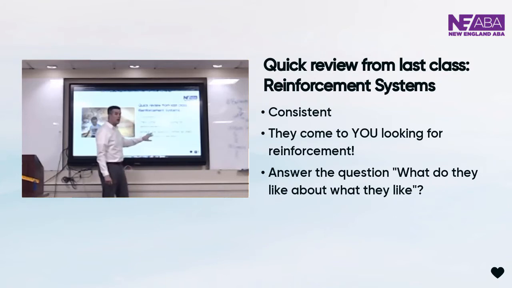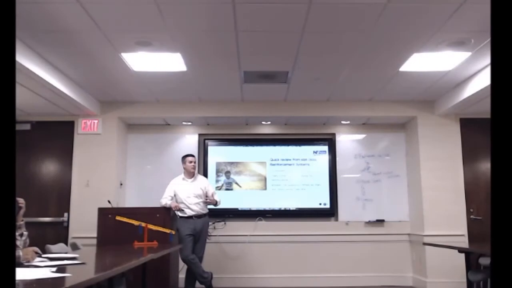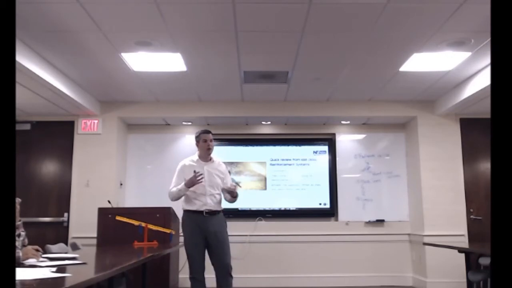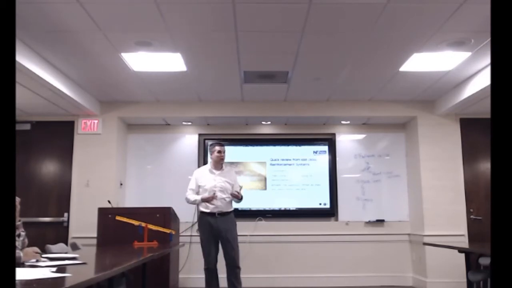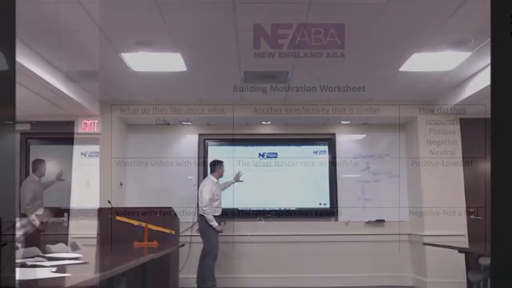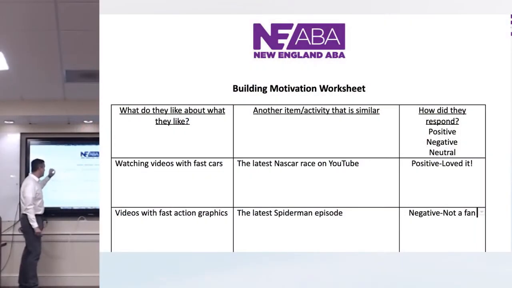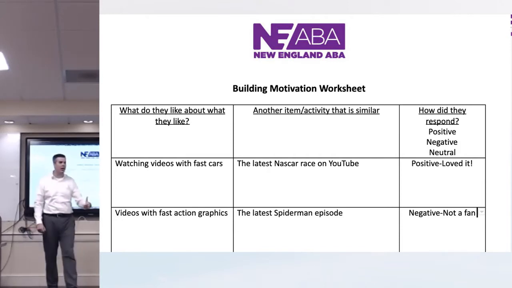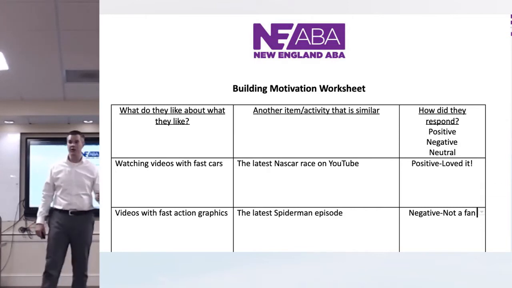But then we also talked about this question: what do they like about what they currently like? Because oftentimes I can't just come up to someone and say, hey, what do you find rewarding? We often don't know what that is, or there might be something that we might find very rewarding that we don't even know about. This right here is a worksheet that we use that helps break down this process when I'm trying to find new and improved reinforcers.